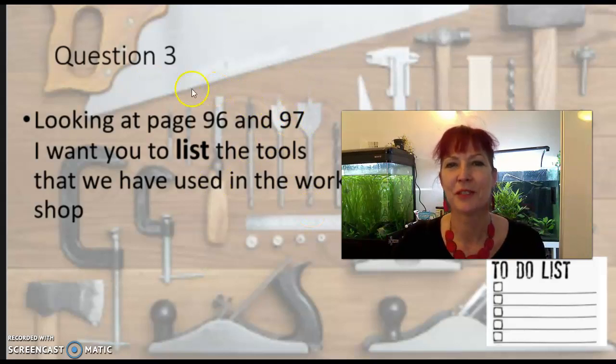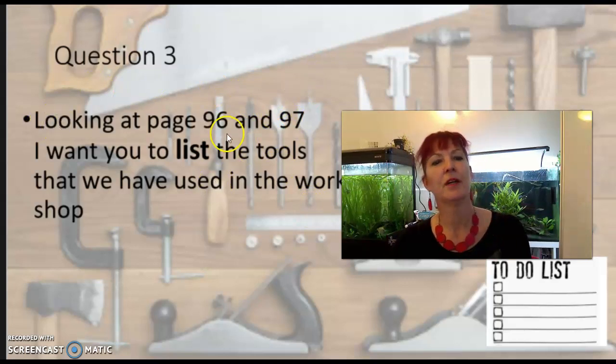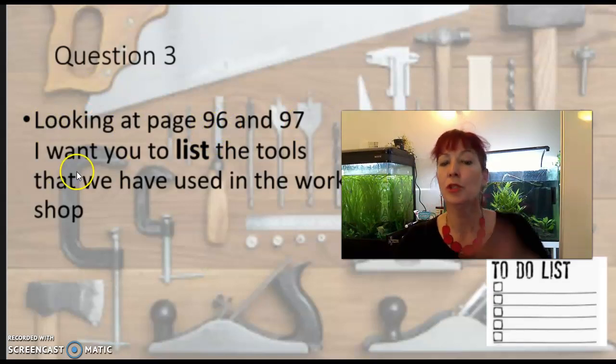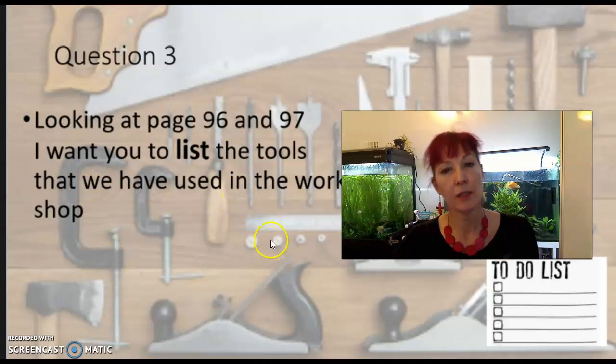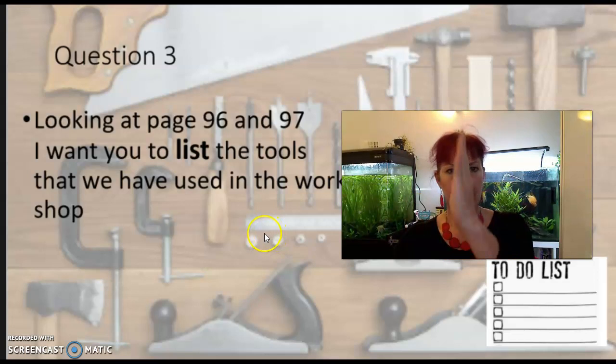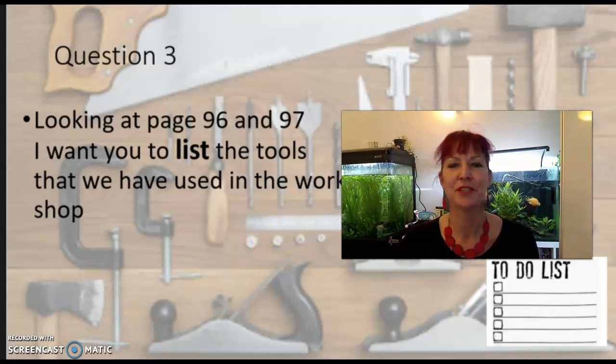So, going back to the question, question 3. Looking at pages 96 and 97, I want you to list the tools that we've used in the workshop. Remember, indent it, don't write it close to the margin, and get them nice and neatly underneath each other. Pause the video.